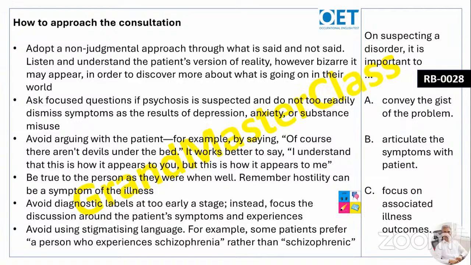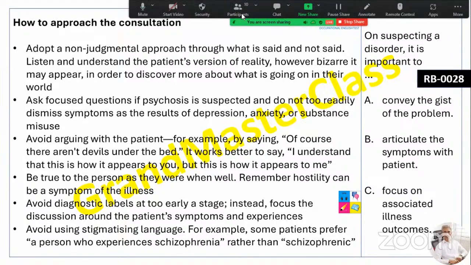In B2, 'remember hostility can be a symptom of the illness.' Remember means important. Remember means a very important thing. Don't forget means important, correct? Very good. Everyone can give different points, that is what I'm telling you. When you talk to others, you will know how they are getting the answers. That's why I changed the style.